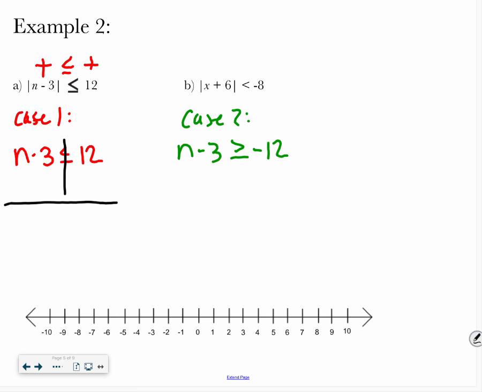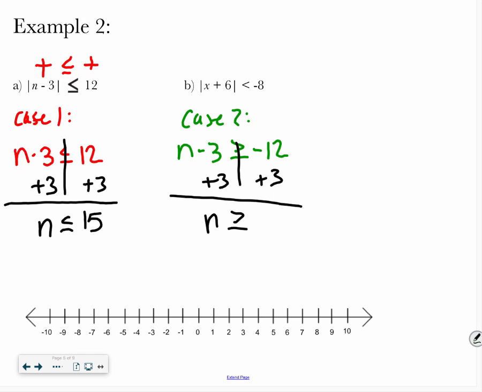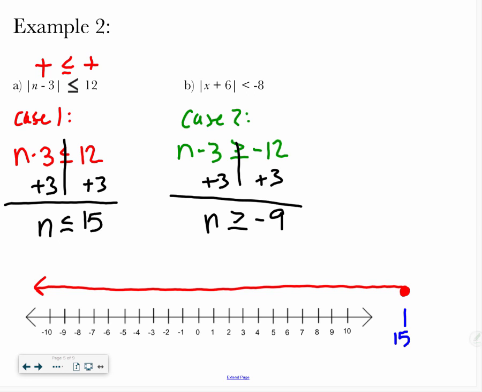If I add 3 to both sides, n is less than or equal to 15, and if I add 3 to both sides on case 2, I have n is greater than or equal to negative 9. So on my graph, 15 is probably out here somewhere. For my first one, n is less than or equal to 15, so I have my dot at 15 and I know it would go that way. And then n is greater than or equal to negative 9. So here's negative 9, and greater is going to go this way.